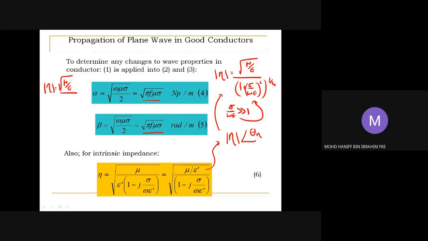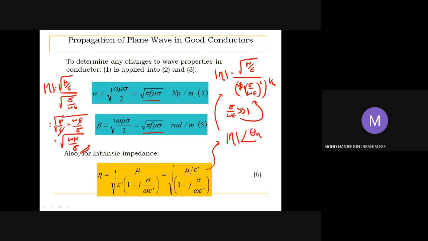Since sigma over omega epsilon squared is much bigger than 1, we can simply cancel the 1. We end up with only sigma over omega epsilon squared, and taking the square root, we have the square root of sigma over omega epsilon. Subsequently, we have mu over epsilon multiplied by omega epsilon over sigma. This cancels out and we end up with only omega mu over sigma. That is the equation for the magnitude of the impedance for a good conductor, simplified to the square root of omega mu over sigma.